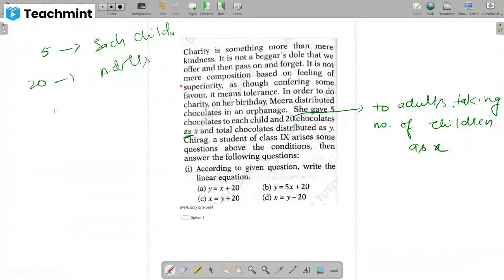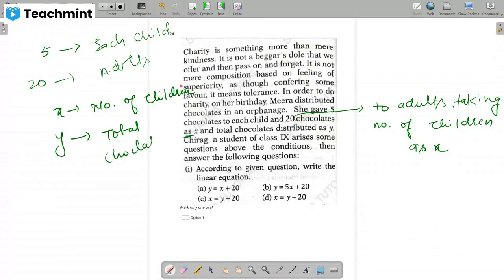What we have to consider here: x is the number of children. What is x? Number of children. And what is y? Total chocolates. So according to the given question, we have to form a linear equation. So the total number of chocolates will be equal to the chocolates given to the children and the chocolates given to the adults.